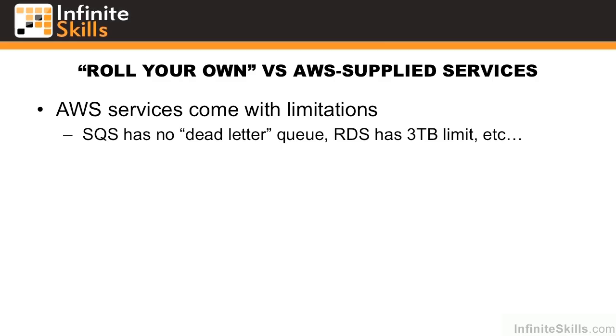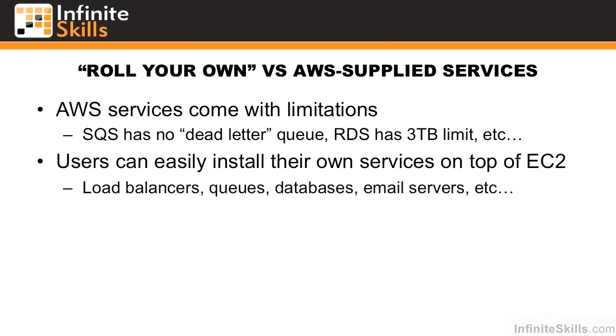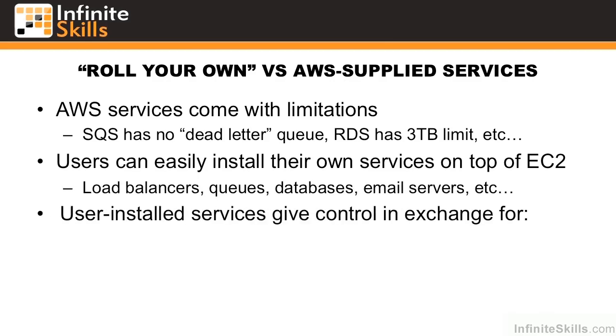For example, SQS has very strict limitations, such as no dead letter queue. RDS has a 3 terabyte limit. Users can also easily install their own services on top of EC2. You could build your own load balancer, queue, database, email server, and so on.